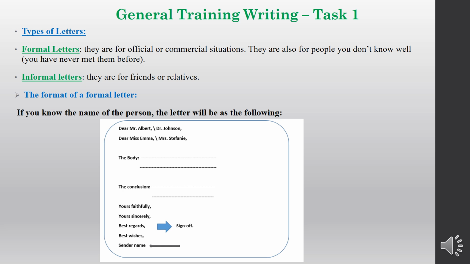Moving on to the format of a formal letter. If you know the name of the person, the letter will be as follows. For example, you can start with Dear Mr. Albert, Dear Dr. Johnson, Dear Miss Emma, Dear Mrs. Stephanie. Moving on to the body of the letter, and then moving on to the conclusion of the letter. After that, you can sign off using yours faithfully, yours sincerely, best regards, best wishes, and then mention the sender name, which is your name.